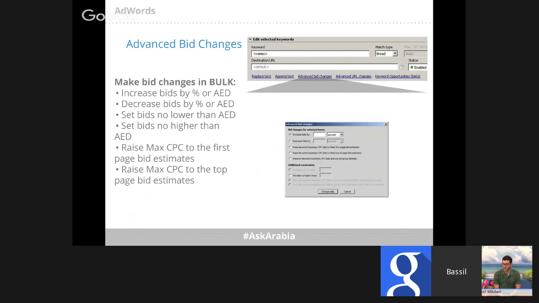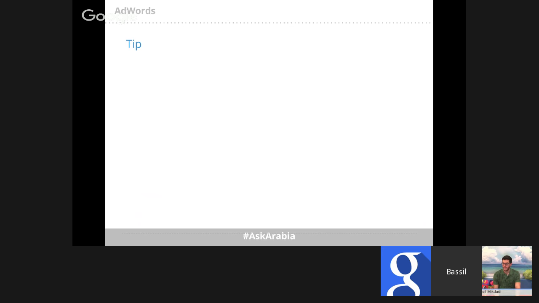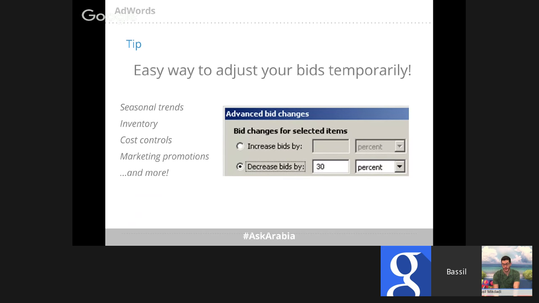So anything you would be able to do within the regular AdWords interface, you can do here, except that it's a little bit different in that you have the option to do it by percent and also by a monetary amount. So let's give you a scenario where this might be especially relevant for you. Obviously, the value proposition here is that it's an easy way to adjust your bids temporarily. And this is great because we've talked about seasonality before, inventory is going to come into it, cost controls, marketing promotions. So many things can change your strategy when it comes to advertising for a certain product or service.